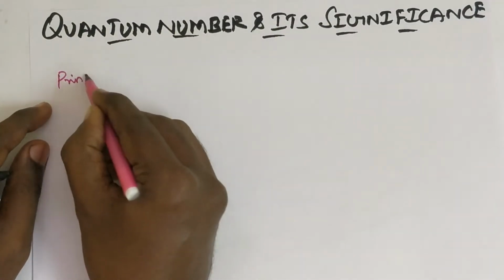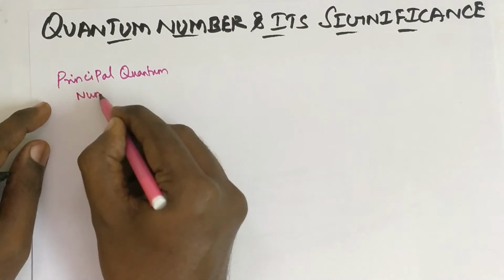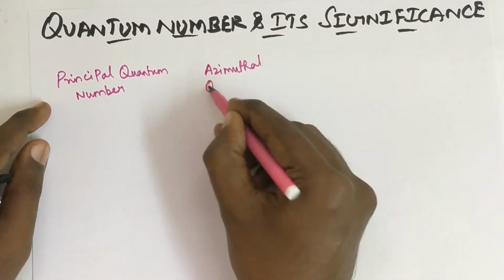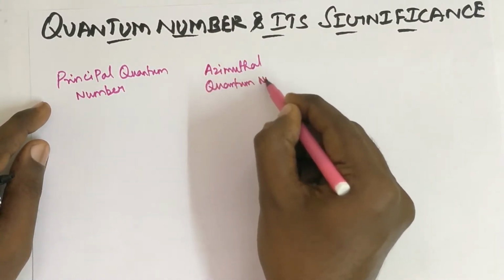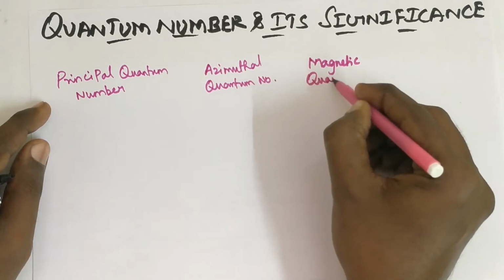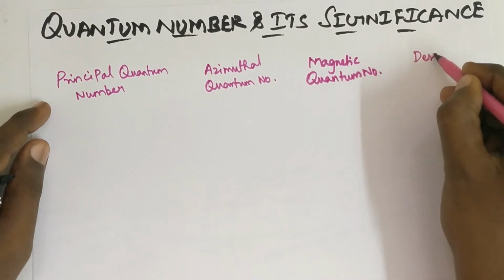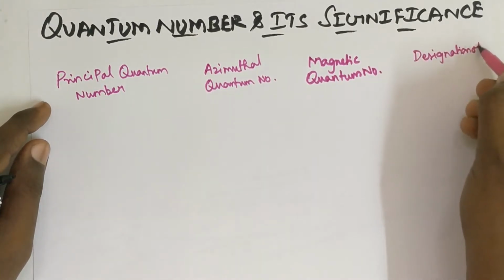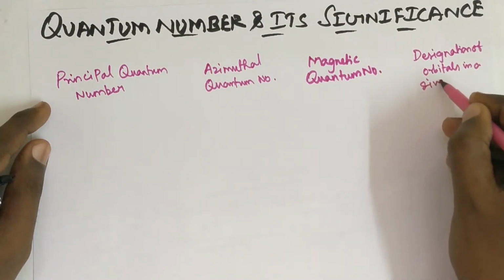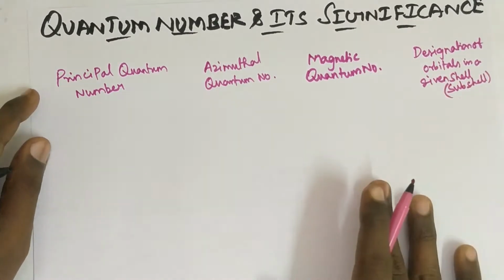So first one is principal quantum number, second is azimuthal quantum number, and third is magnetic quantum number, and last one is designation of orbitals in a given shell, that is subshell. Okay.